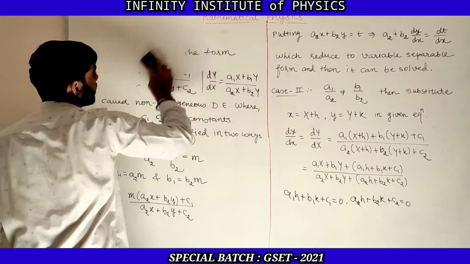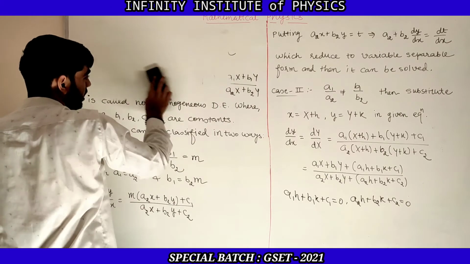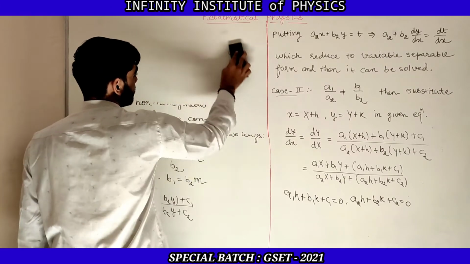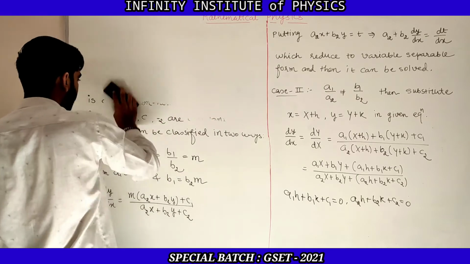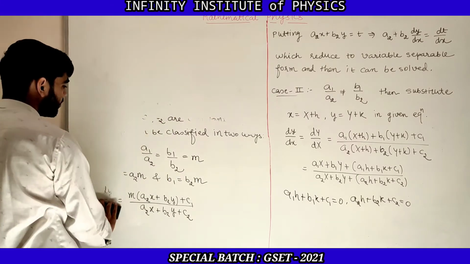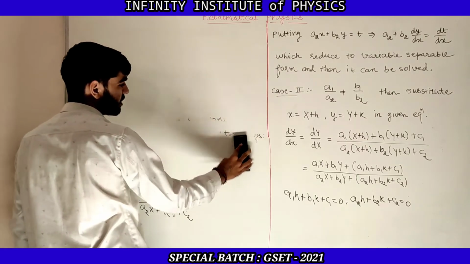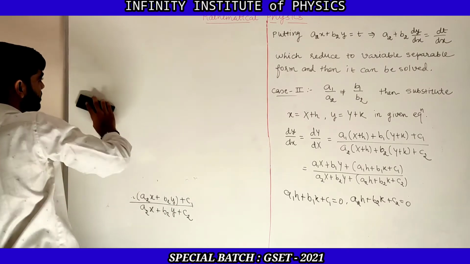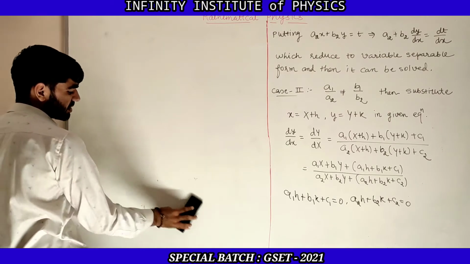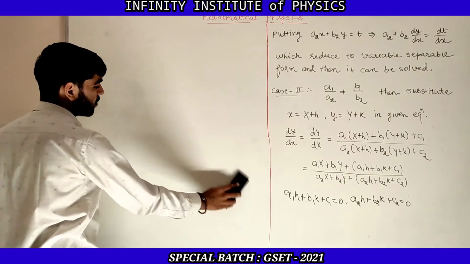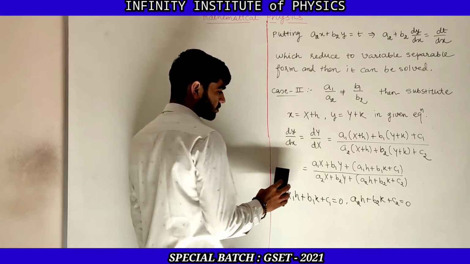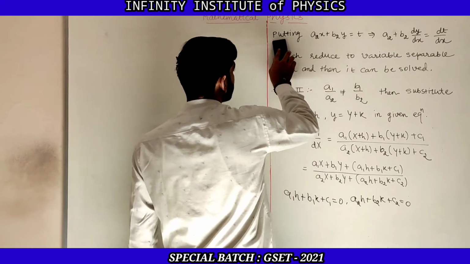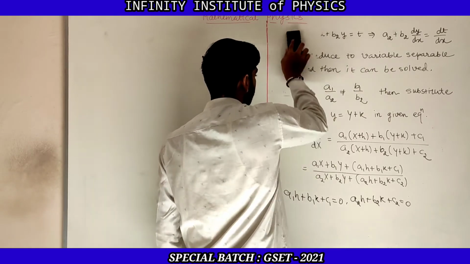So again I am repeating what we have done in the non-homogeneous case. In non-homogeneous we have two types. If a1 by a2 is equal to b1 by b2, which is a constant number, then you just need to assume t equal to a2x plus b2y, and then you can reduce the given differential equation directly to variable separable form.